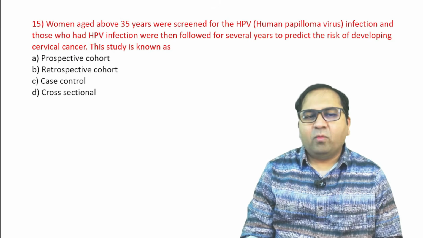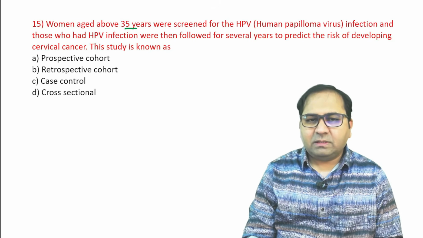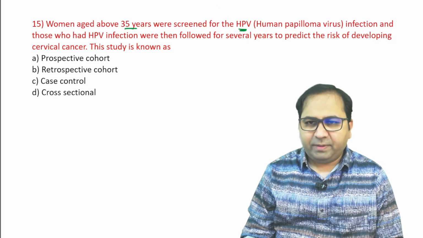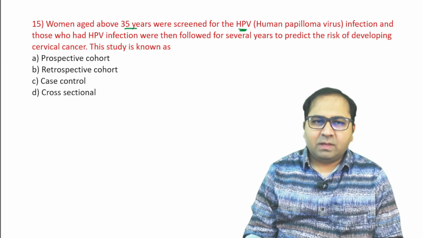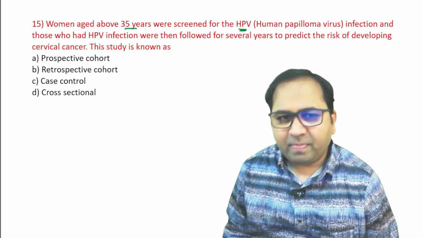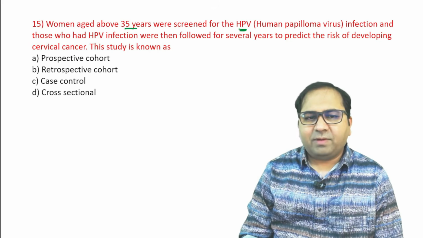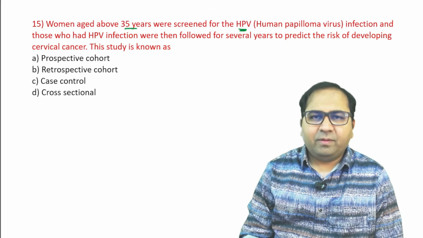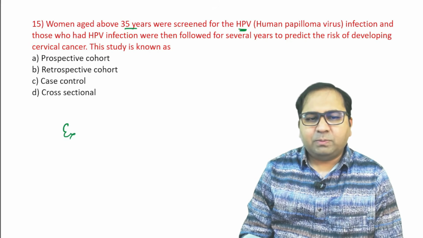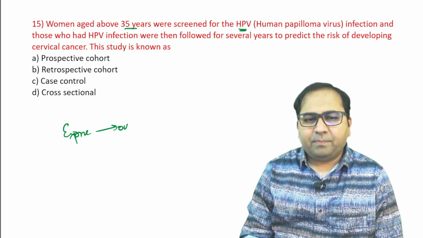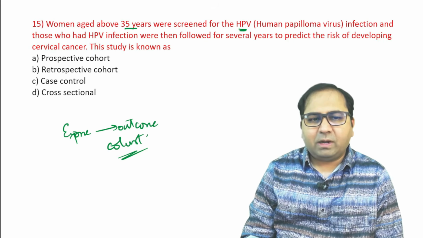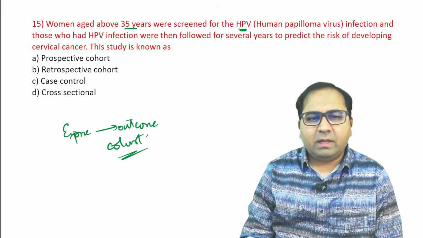Next question. Women aged above 35 years were screened for HPV, that is human papilloma virus, and those who had HPV infection were then followed up for several years to predict the risk of developing cervical cancer. This is known as what study? We know that this is from exposure to outcome. It is cohort study. But what cohort study? Let us see the options. A, prospective, B, retrospective, C, case control, or D, cross-sectional.